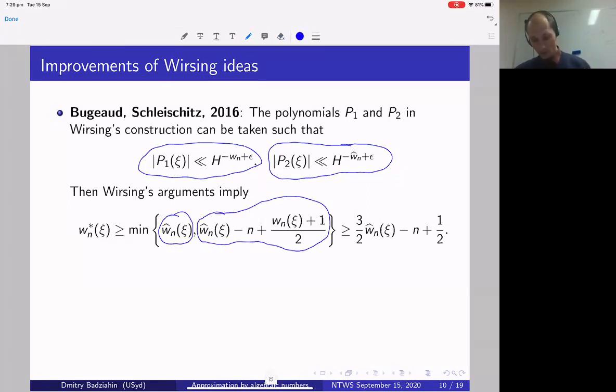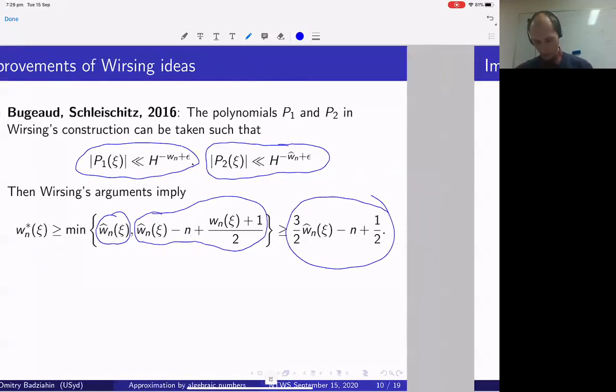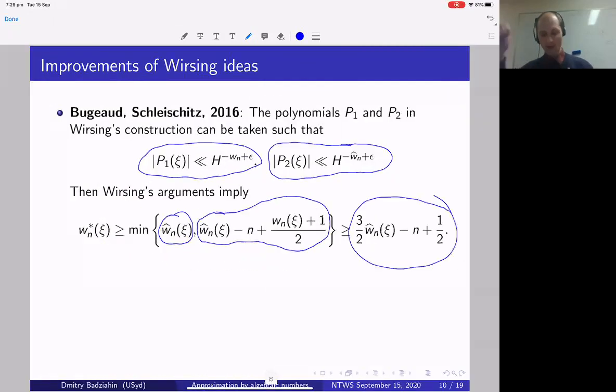Or this can be rewritten as the following formula. So I probably have it. Oh no, I don't have it. Okay, so it's (3/2)ŵ_n(ψ) - n + 1/2. Right. Later we will use this lower bound. So let's have it here.